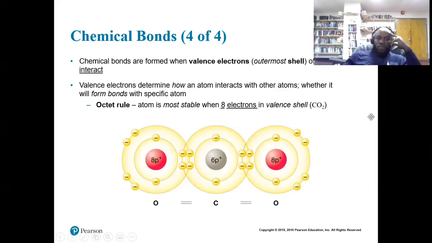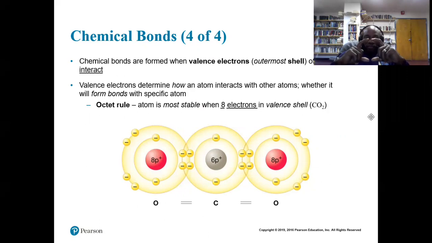Chemical bonds are formed when valence electrons, the outermost shell, that's what we call the valence electrons. Remember, we talked about the shells. First shell is 2, second shell is 8, and so on and so forth. Hydrogen only has 1 electron, so its outermost shell is the first shell. Oxygen has 8 protons, 8 electrons, so its outermost shell is the second shell. Whatever that element's outermost shell is, those are the valence electrons.